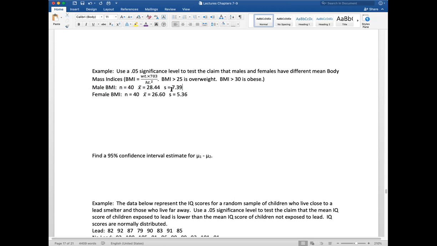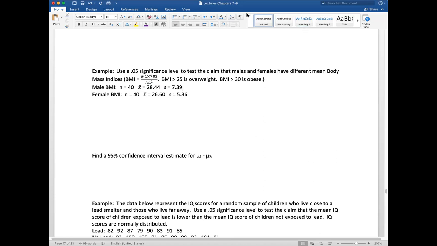Okay, so let's see whether or not we can reject the null hypothesis, or we fail to reject the null hypothesis. Okay, what's the null here? Null hypothesis: the male and female BMIs are equal. That's the null hypothesis, right?